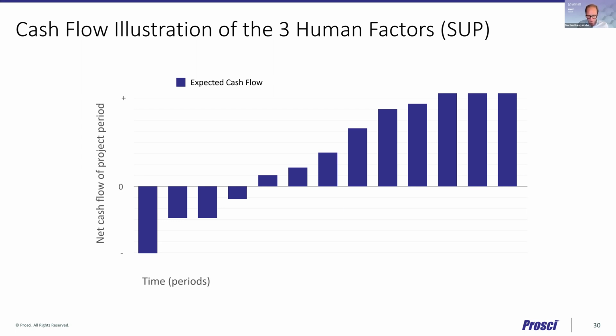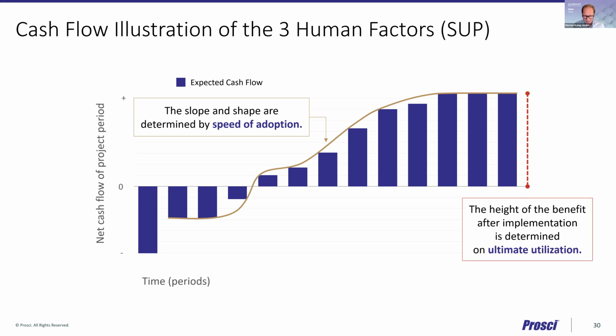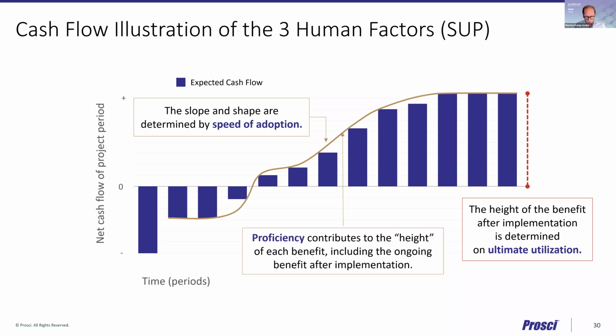The speed of adoption is basically how quickly do people get on board and bring the change to life. So this is the slope of the height of the bars. Ultimate utilization shows how in the end how many people will actually show up, and then we have the proficiency, which shows the height of each of the bars.